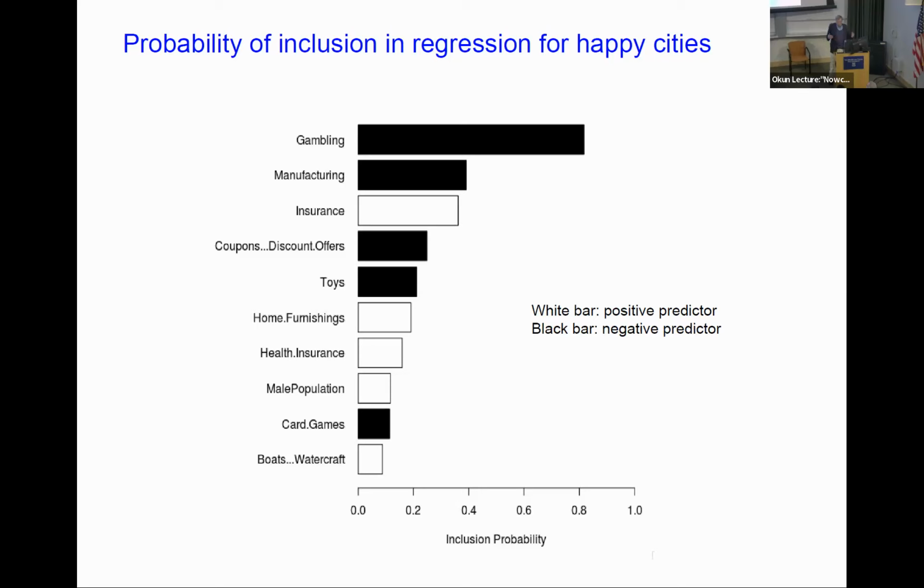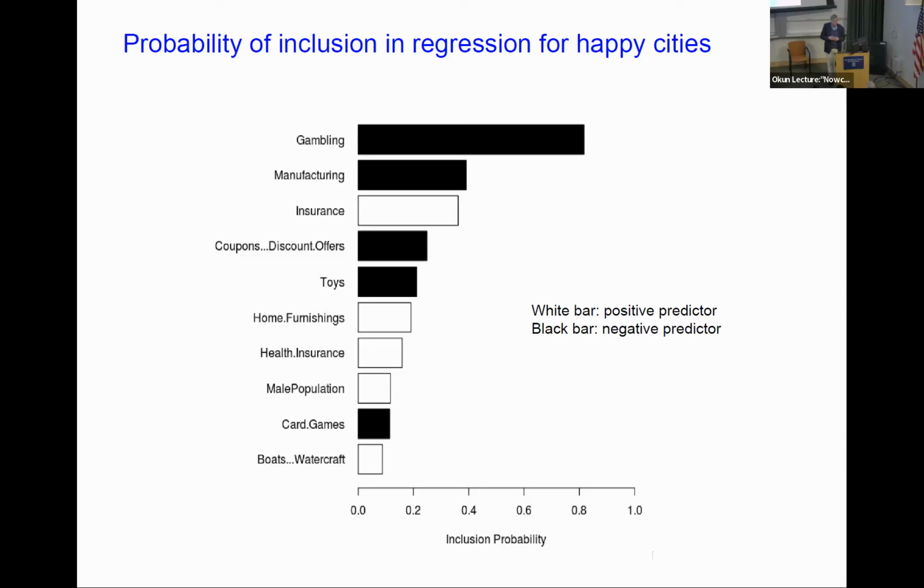Coupons, discounts. Well, again, that's a sign that you don't have a lot of money, so you're using a lot of coupons. And toys. I've got to say, I don't know why toys is in there, but I think it's a spillover from gambling. Depending on how you define the query and the category of the query, it's certainly possible that they have something in common. And then the rest of them, well, home furnishings, health insurance, and so on.